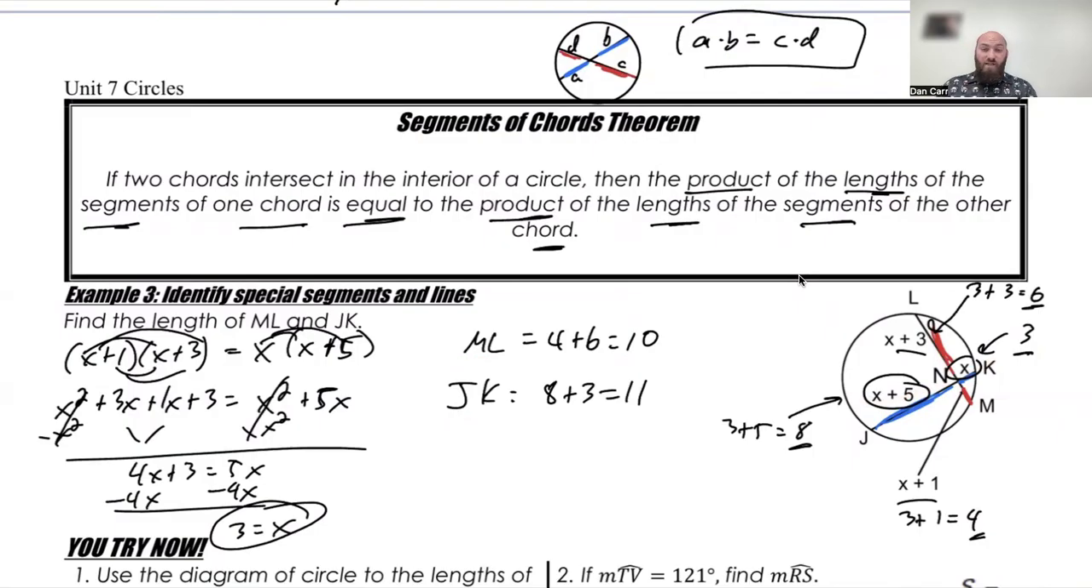And that is it for today. So that's all of the different relationships and properties we're going to focus on when chords are crossing inside of a circle.